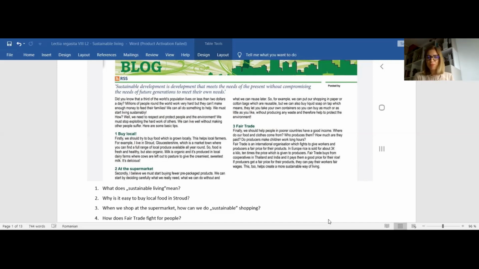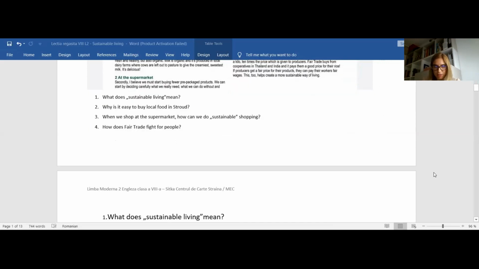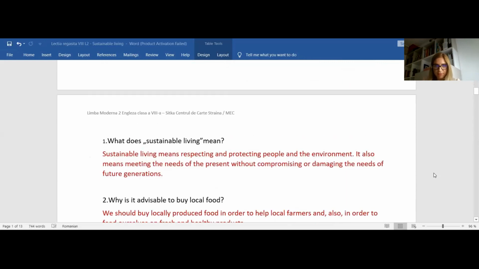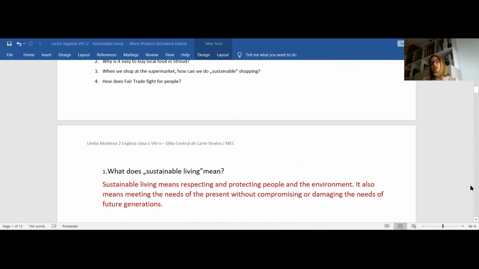Okay, I hope you have enjoyed this listening task. And now let's see if your answers to the questions are similar to my answers. So, for question number 1, what does sustainable living mean? Well, sustainable living means respecting and protecting people and the environment. It also means meeting the needs of the present without compromising or damaging the needs of future generations.